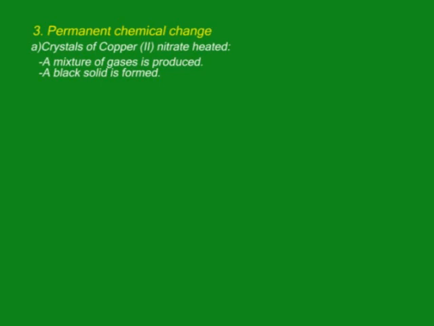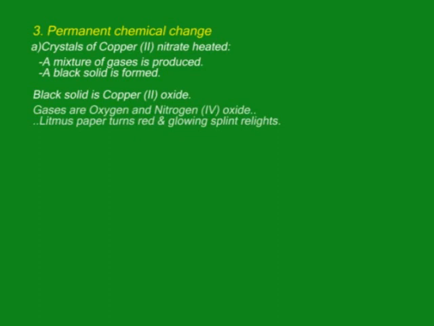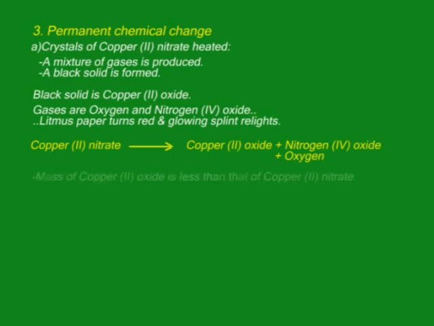Now, the black solid residue is copper 2 oxide. The wet litmus paper turns red due to the presence of nitrogen 4 oxide. The glowing splint is rekindled due to the presence of oxygen, and the reaction can be represented by the following equation: when copper 2 nitrate is heated, it decomposes into copper 2 oxide plus nitrogen 4 oxide plus oxygen. The mass of the product copper 2 oxide is less than that of copper 2 nitrate.